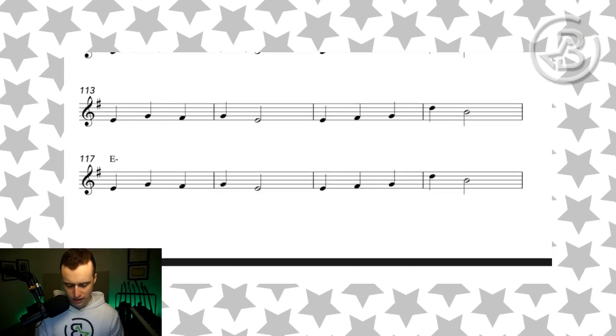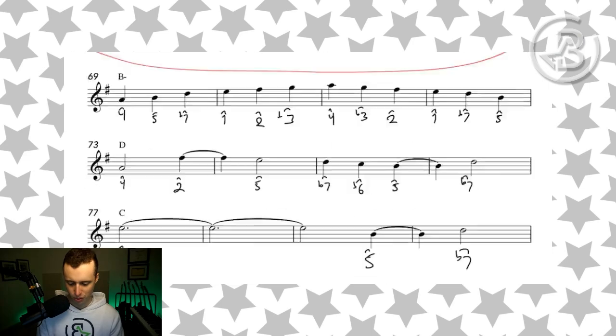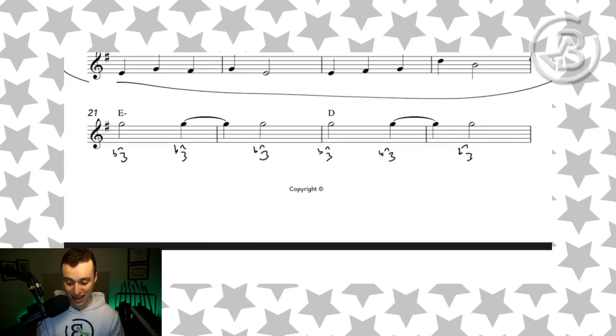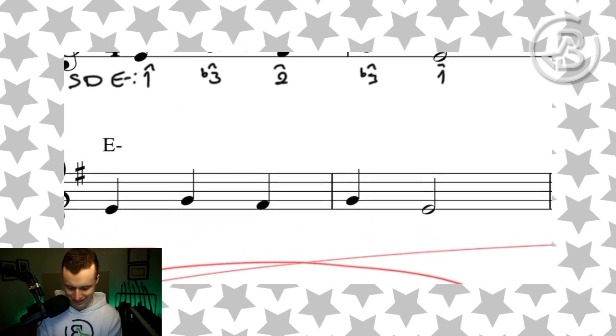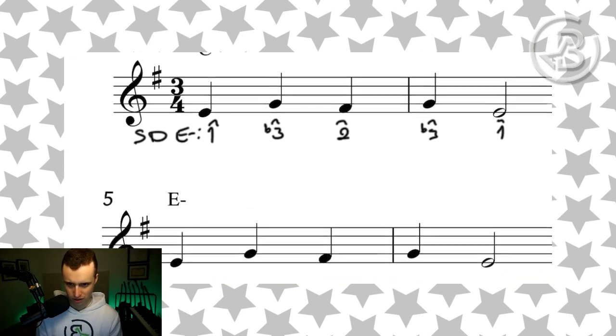Now, let's go back to the top, or the beginning rather. So musicians, we say the top would be the beginning. And let's do our Roman numeral analysis. So we're going to start off by putting our key, E minor.